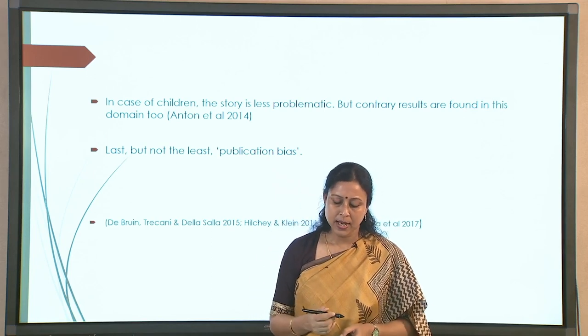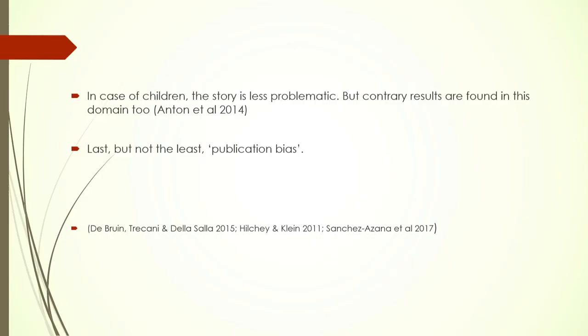In the case of children, though the results are more or less universal, there is less problematic data. More often than not, there has been more agreement in the case of children's data. However, there are still some who did not find the same effect. One of them is the Anton 2014 study, which did not find the same kind of bilingual advantage for children using the ANT, that is, the attentional network task.